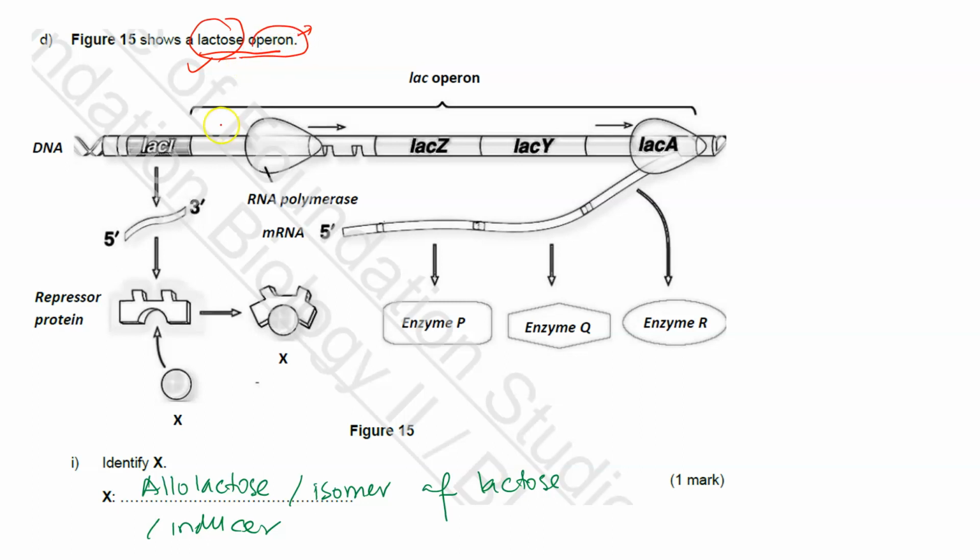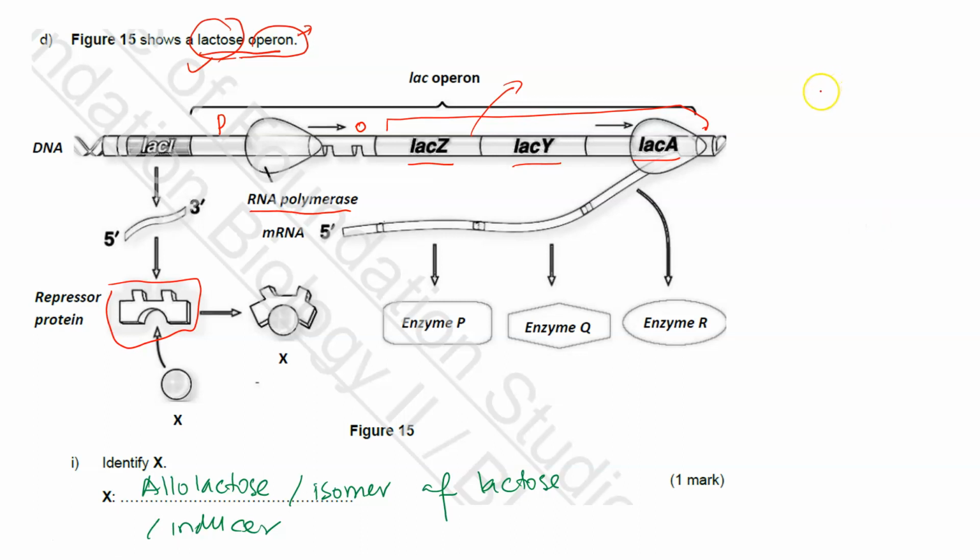So you have to know the components of the operon. The operon consists of a promoter, which is the binding site for RNA polymerase. After that you have the operator, which is the binding site for the repressor protein. Then you have the 3 structural genes, and you have to know their sequence: the LAC-Z gene, the LAC-Y gene, and the LAC-A gene. These genes code for enzymes involved in the metabolism of lactose. So the enzymes will only be produced in the presence of lactose in the cell.